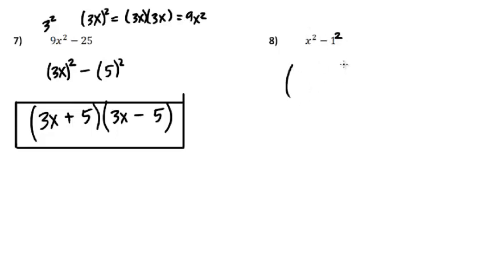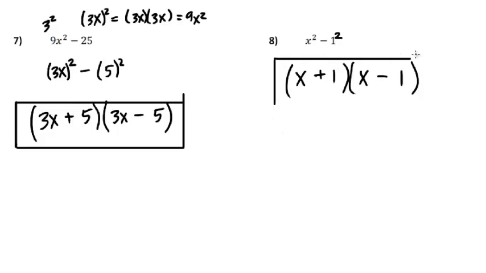So we know that we can put our parentheses in here, and we can put an x in both of these, and we can put a 1 in both of these. And the difference between these two sets of parentheses is that 1 is adding, 1 is subtracting. And that is our answer. So we have x plus 1 times x minus 1. And that will get us back up here.